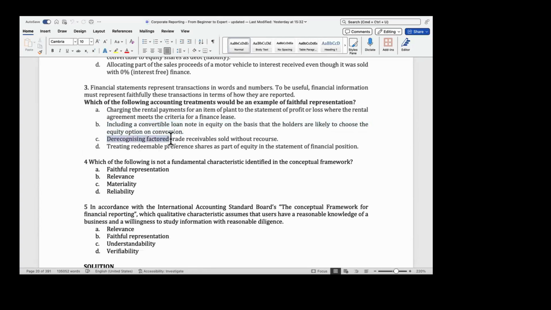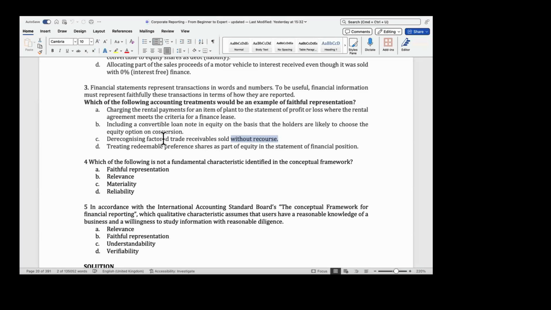Number 3, C, is recognizing a factored trade receivable sold without recourse. A factored trade receivable is a trade receivable that is sold, that is transferred to a factor. When you transfer a trade receivable to a factor and it is without recourse, it means that if the factor cannot recover the money from the receivable, it cannot come back to you and say, this agreement I have that I will go and help you collect your receivable, I could not collect the money, so the money I gave you in advance or all the effort I've put, can you? No, it cannot work. It's without recourse.